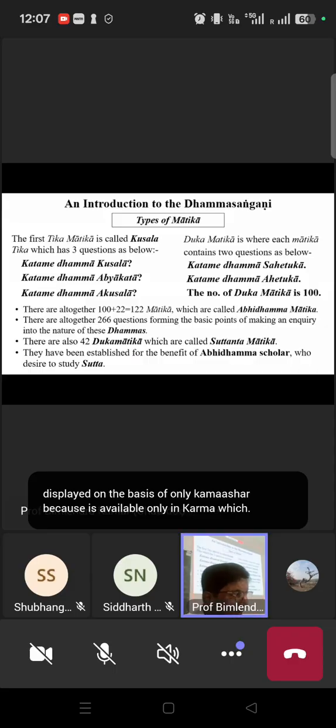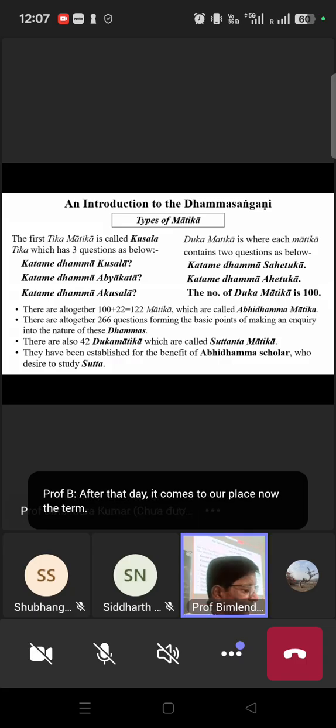After that, it comes to Katme Dhamma Abhyakata. Now the term Abhyakata is a very critical term. Whenever we are talking about it in the ethics sense, it is in the sense of Vipaka, the resultant of moral and immoral actions, and Kriya Chitta, that is the inoperative consciousness. But in the suttas, the term Abhyakata has been discussed in a different manner.